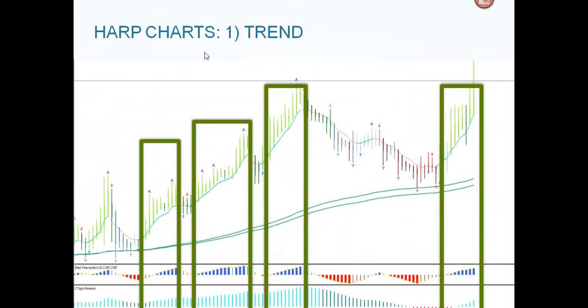So we'll be using these HARP charts as a guidance. We use them for our own trading together with AccuSystem. And these charts go further. It's more than a system, because there are kind of multiple systems in this.